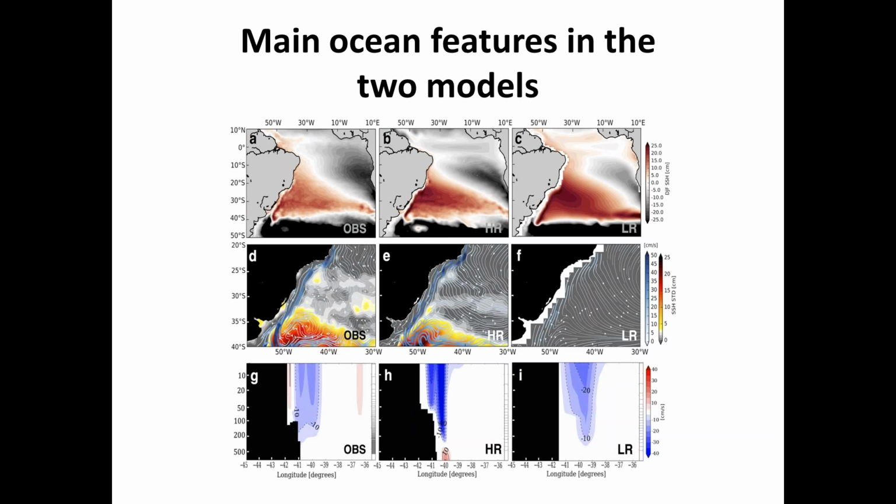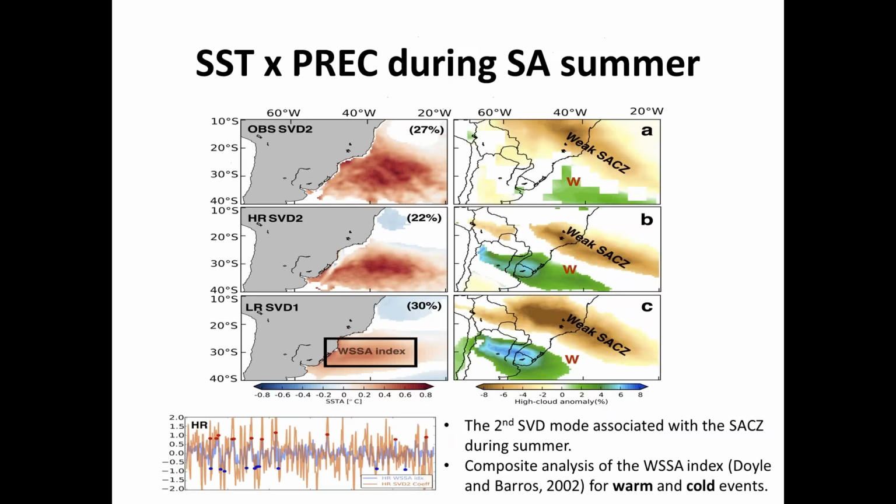And in terms of eddy kinetic energy, we see that the high resolution captures a lot of the variability, whereas in the low resolution we can barely see any variability. And compared to the observations, the high resolution has a much stronger Brazil current than the other one.